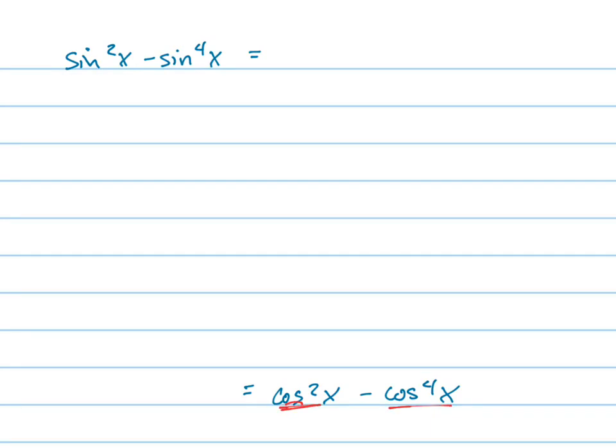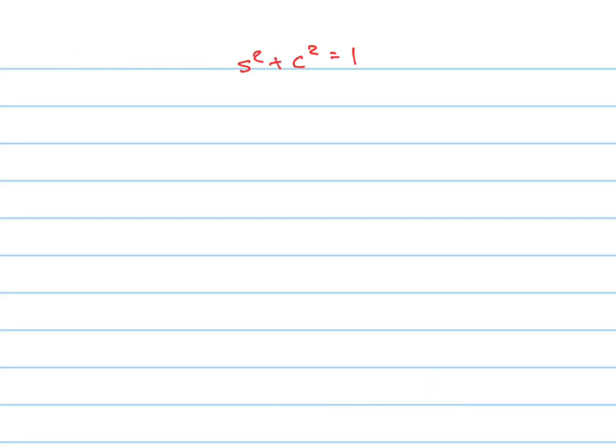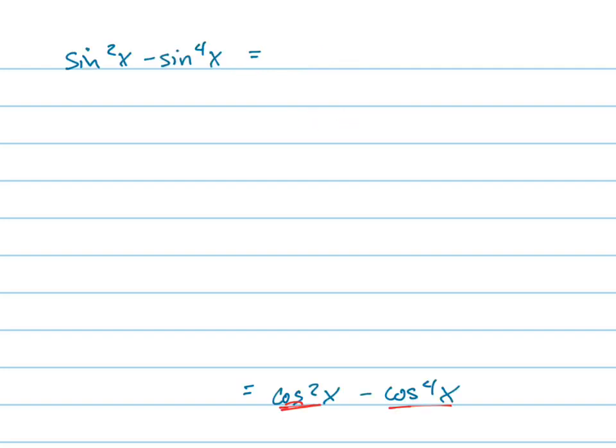in terms of cosine, so I'm going to use the Pythagorean identity. Remember, sine squared plus cosine squared equals 1, which means sine squared equals 1 minus cosine squared. So sine squared x is really 1 minus cosine squared x. And this is really two of those, right? So this is really minus (1 minus cosine squared x) squared.